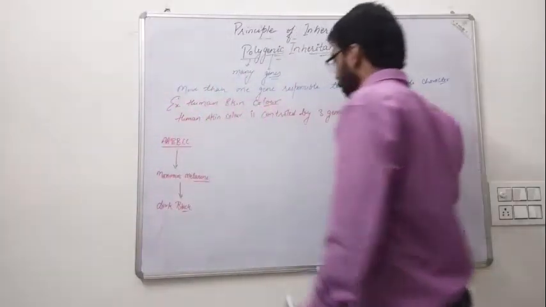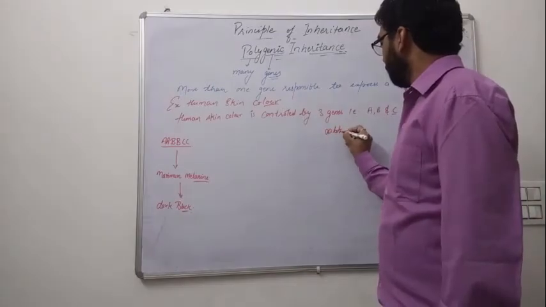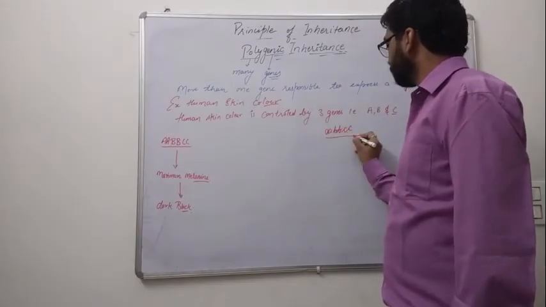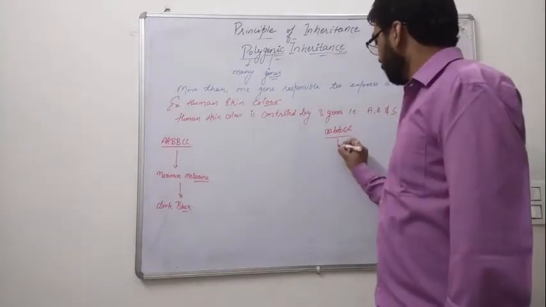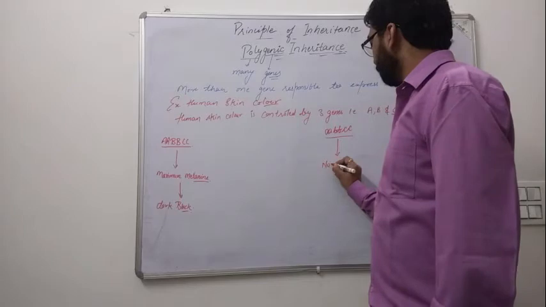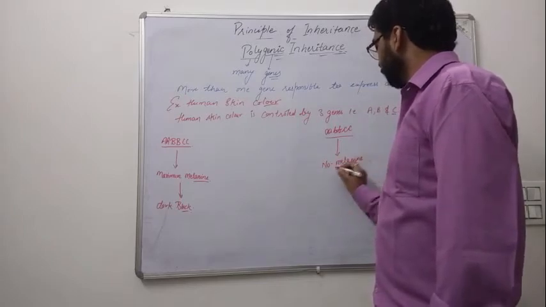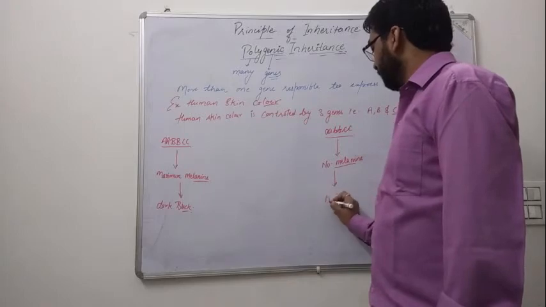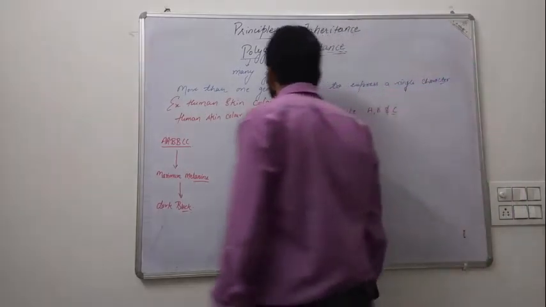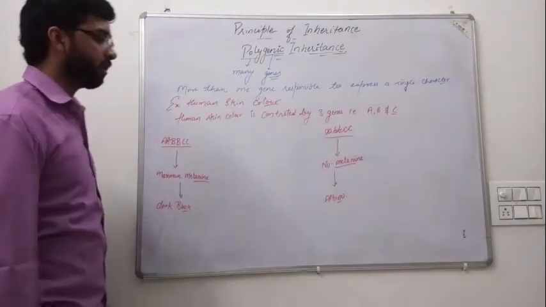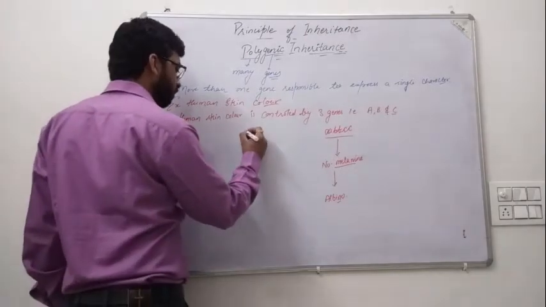If all of these genes are in recessive characters or small characters, there is no melanin. So a person is albino. Sometimes we know them generally as Surajmukhi. There is no skin tone here.